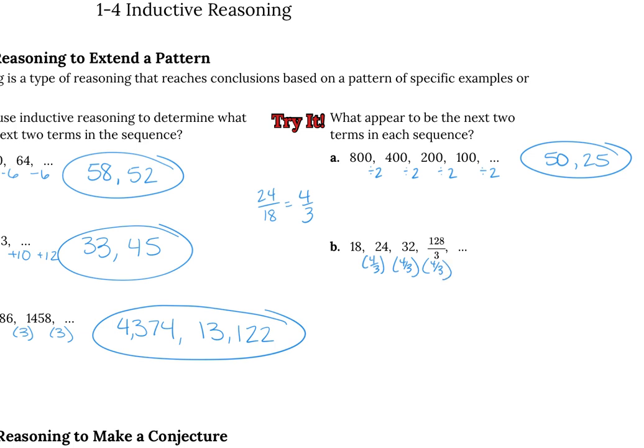When I take the 128/3 and multiply that by 4/3, I'm going to get 512/9. When I take that and multiply it by 4/3, I would get 2048/27.